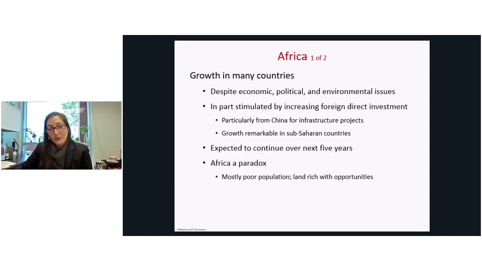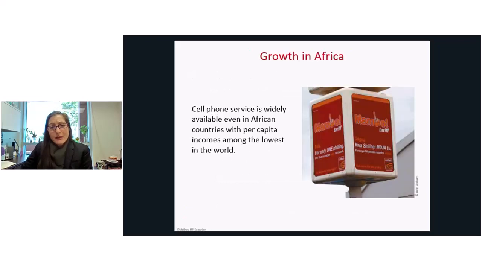So Africa actually presents us with a bit of a paradox. We've got mostly a poor population, and yet it's a land with rich opportunities. And part of what we see going on is a strong entrepreneurial mindset. Cell phone service in Africa, for example, is widely available, even though we're talking about a country or countries with very low per capita income, actually amongst the lowest in the world.